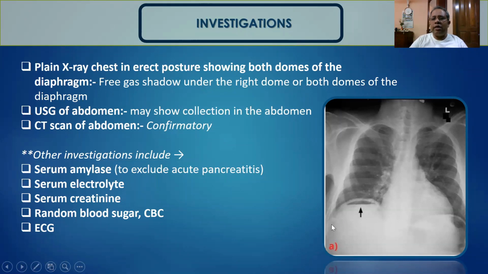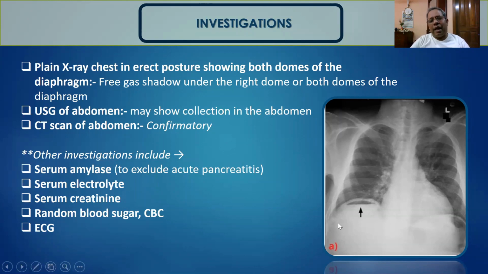So in the case of a moribund patient, or whenever the patient is not capable of standing, in that case do an X-ray in a left lateral posture. Plain X-ray abdomen in left lateral position.